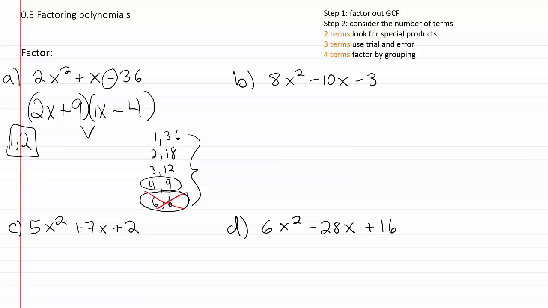I get 9 times x, or 9x. And then if I get 2x times negative 4, I get negative 8x. And sure enough, if I subtract these two, 9x minus 8x, I do indeed get 1x, the middle term. So the middle term is there. I'm good. This is the correct factoring then.